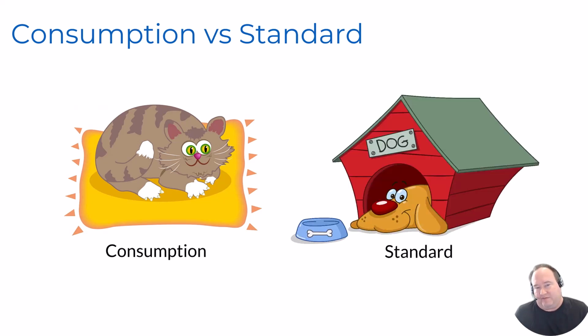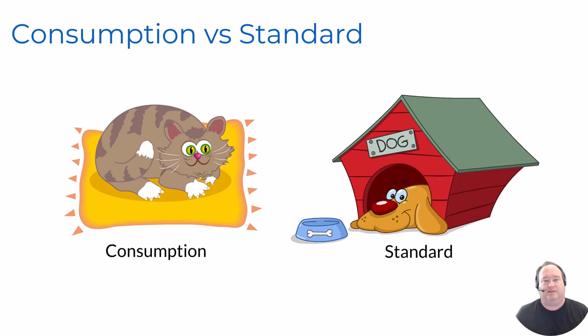But then we think of a standard edition Logic App, and it's a little more like a dog. We like dogs in our house. We have dogs as pets, and cats and dogs are both pets, and they both bring us joy in our life, and we like to have them. That's how we get to a cat-like consumption Logic App and a dog-like standard.